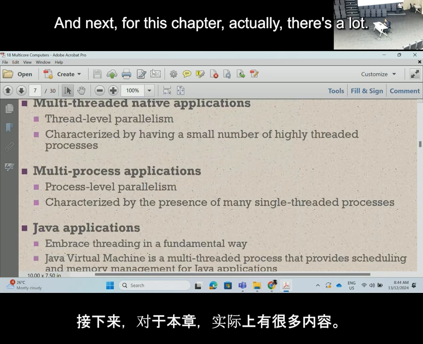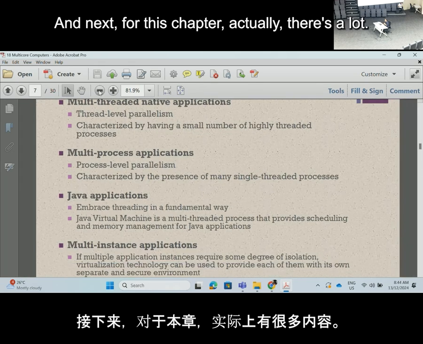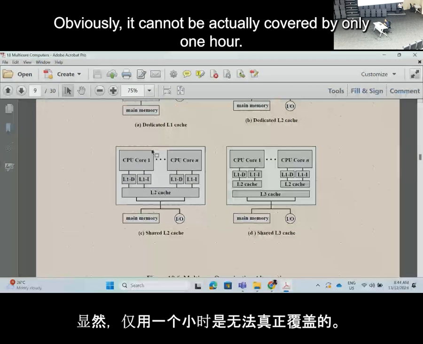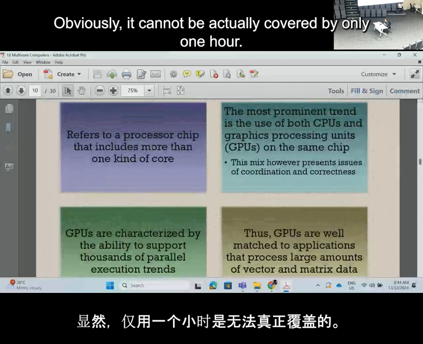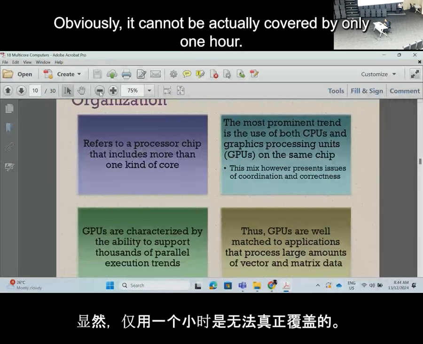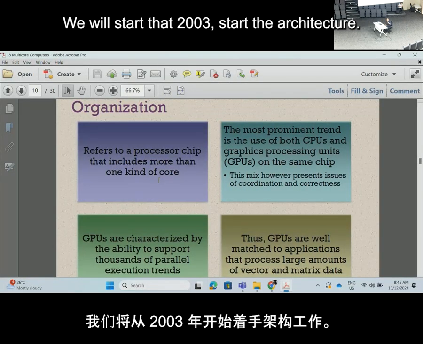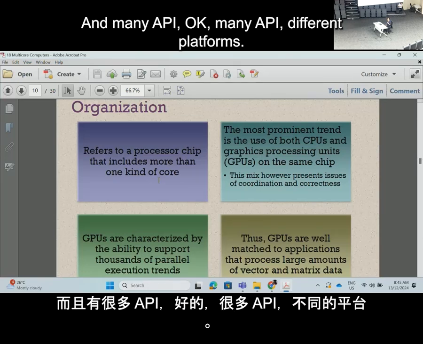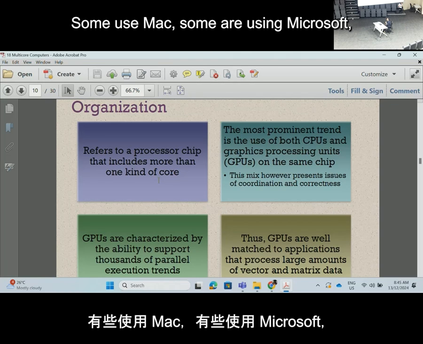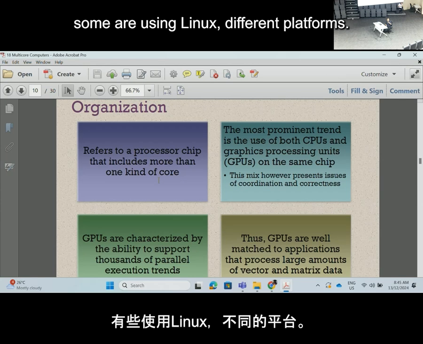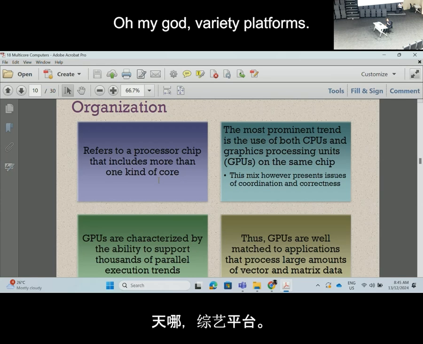And next, for this chapter, actually there is a lot, obviously it cannot be covered in only 1 hour. After we have multi-core, we start to have cloud computing, where the architecture started in 2003. And many APIs, many different platforms. Some use Mac, some use Microsoft, some use Linux. Oh my God, a variety of platforms.